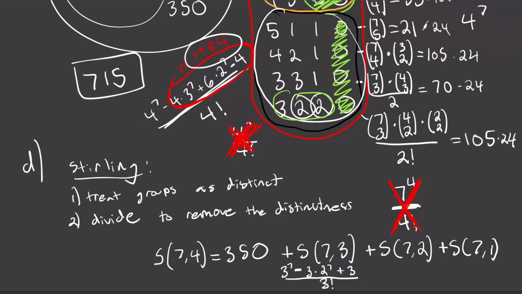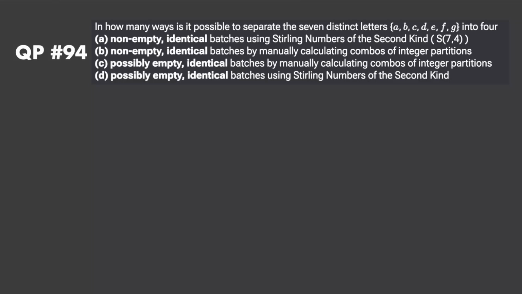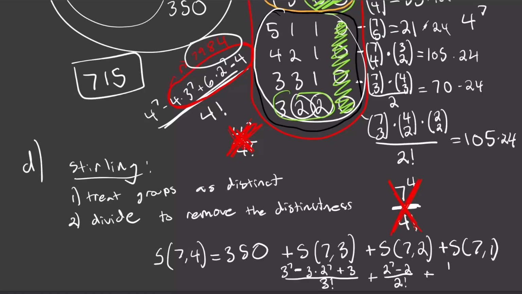Now S of 7, 2 is going to be pretty easy as well. We know how to do it. We take 2 to the 7th minus 2 times 1 to the 7th, which is just 2, and then we divide by 2 factorial. For S of 7, 1, we have one group to distribute 7 items to. So we just take 1 to the 7th over 1 factorial, or just 1. We just say this is 1. So when I solve these out, I'm going to get 301 for this value. For S of 7, 2, this is 2 to the 7th minus 2 over 2, so it's 2 to the 6 minus 1. 2 to the 6 is 64, so this is 63, and then this is obviously 1.